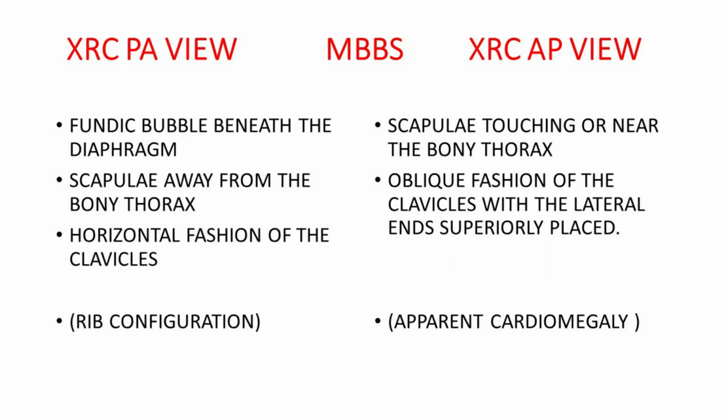Now, in the X-ray chest AP view, there is usually no air fluid level beneath the diaphragm. There might be an oblique configuration of the clavicles, with the lateral portion of the clavicles and acromioclavicular joints seen well above the rib cage, and the scapulae will be overlying the lateral parts of the ribs. But in our quiz, we will be misled by the configuration of the clavicles in 3 X-rays.